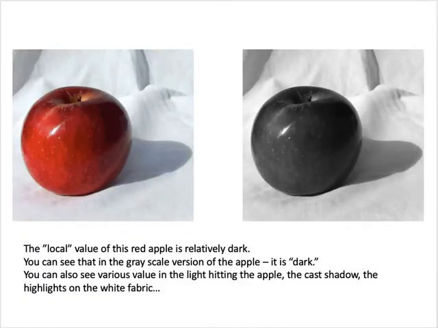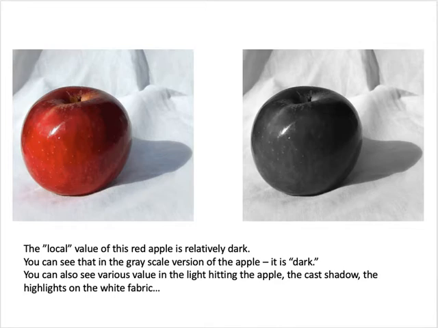A nice quick example of this is, let's take, for example, a red apple. On the left side, we have that apple in full color and the sort of variety of light changes that happen across its surface. And on the right side, we have the grayscale or black and white version of that apple, right? The local value of this red apple is relatively dark. Again, we can see that because when we translate it to a grayscale image and we squint our eyes, we see that's kind of a dark circle, right? A dark form.